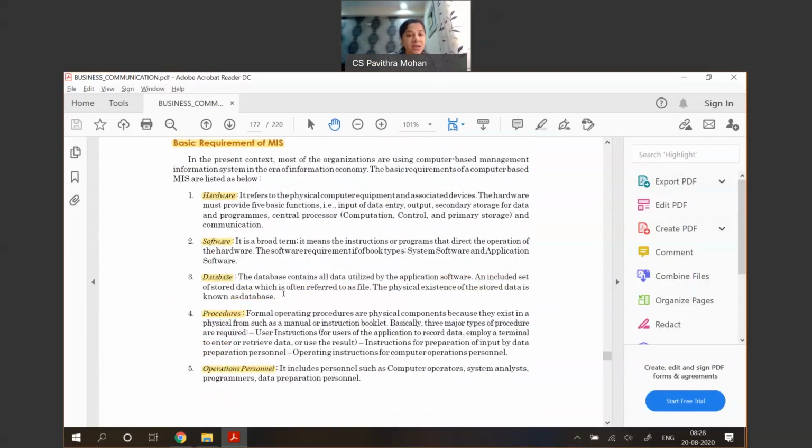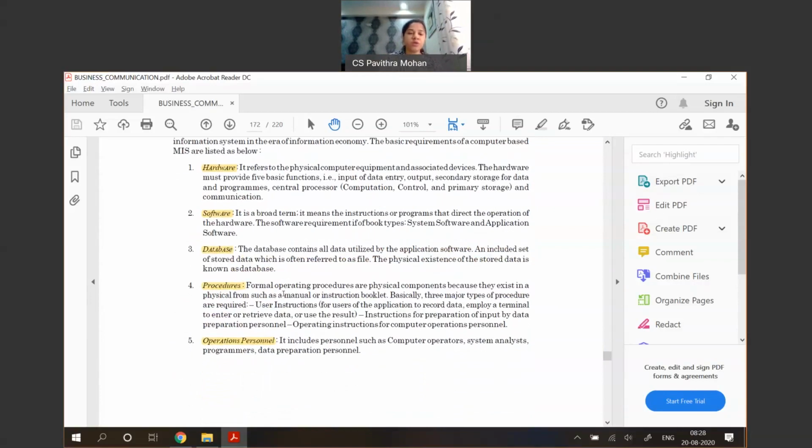So what are the basic requirements of an MIS system? The first thing is you need hardware: a proper computer system with a proper central processing unit and all these things. Then you have software which will be implemented in your system, which will help you to access the data. Then you have a database. The information available to you has to be stored in a particular fashion. For that you have a database.